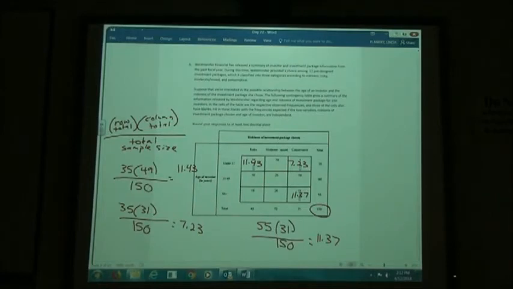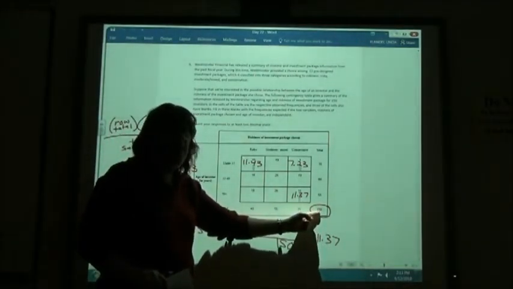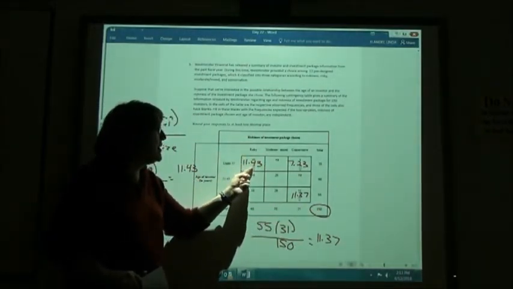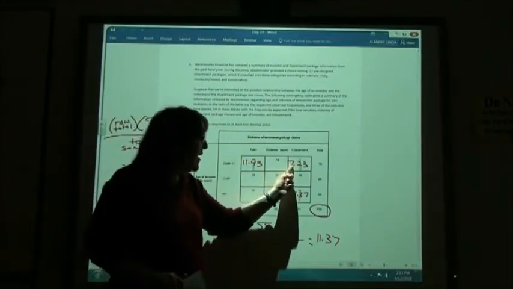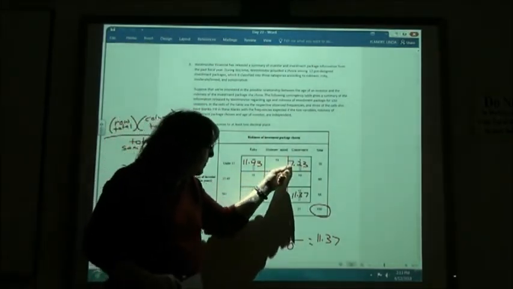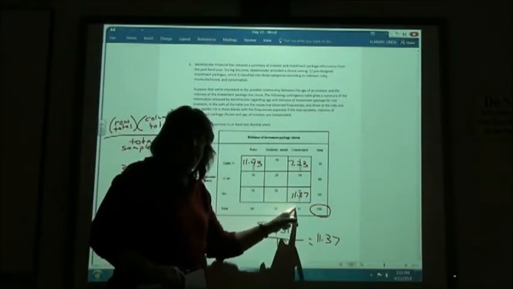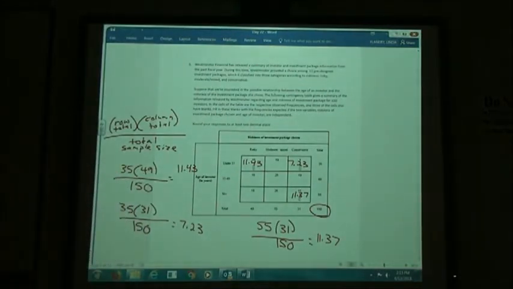So here my expected frequencies are what I found. What this really means is if I were going to survey 150 people, I would expect that I would have 11.43 in this category. I actually had 15, but that's what I would expect. Over here, I would have expected to have 7.23, or about 7 people in that category. Down here, I would have expected to have 11.37. I got 11, so I was pretty close on that one. So those are my expected frequencies based on my table.